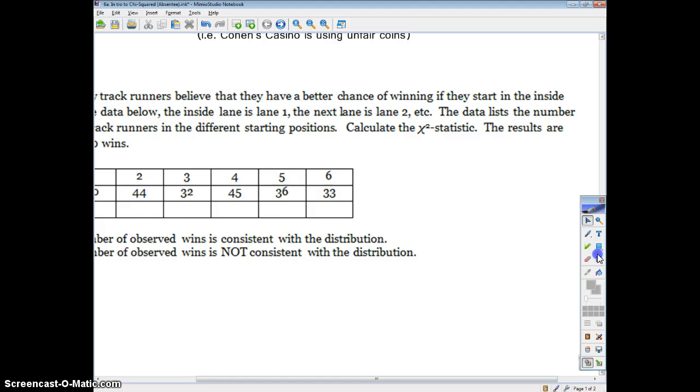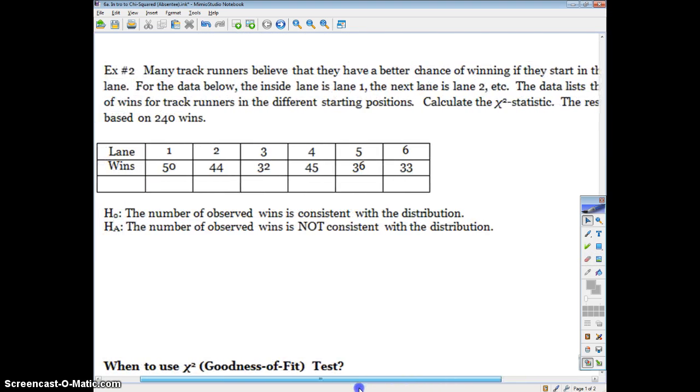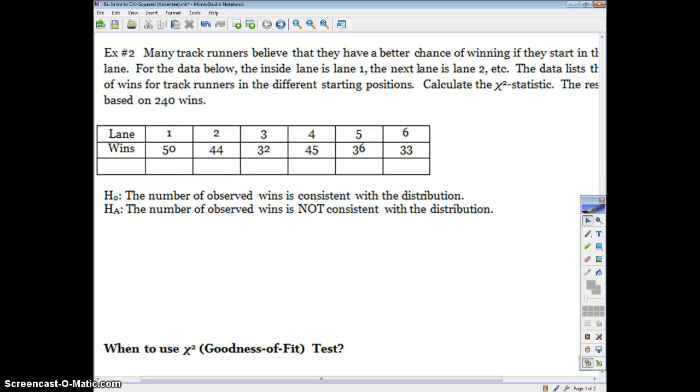All right, now the second example deals with track runners. Many track runners believe that they have a better chance of winning if they start on the inside lane. For the data below, the inside lane is lane 1, and the next lane is lane 2, etc., and lane 6 is the one all the way on the outside. Here you see I left you a couple of extra boxes. Now, the idea with running on a track is that all lanes are supposed to be equal. So the number of observed wins is consistent with the distribution. That is our null hypothesis. The alternative is that it's not consistent.